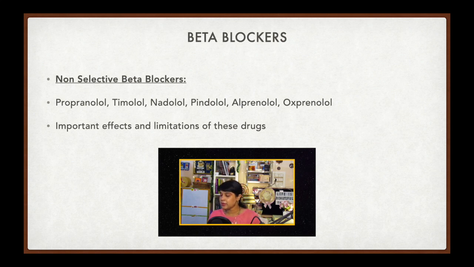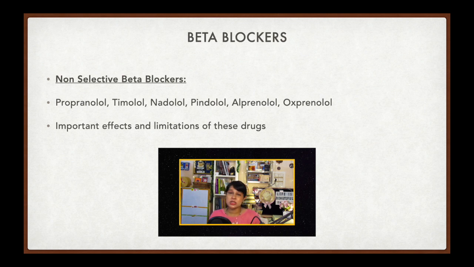Let's move further. Decrease in the blood pressure occurs, that is due to the beta-1 blockade. Bronchoconstriction occurs due to the beta-2 receptor blockade in the lungs. And that is why they are contraindicated in asthmatics also. Again, mark my words, they are contraindicated in asthmatics also.